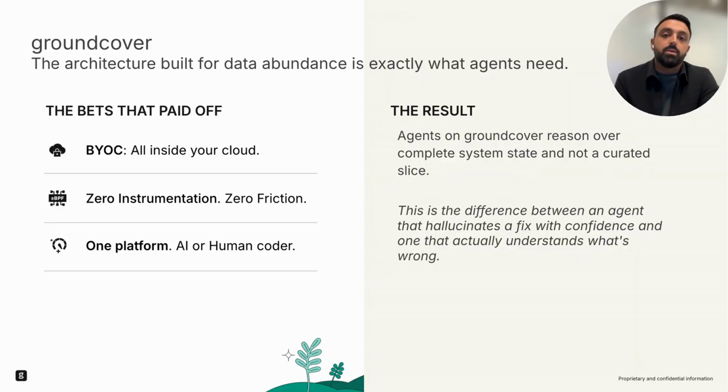First, BYOC, bring your own cloud. Everything stays inside your cloud. That matters for control, governance, and sensitive telemetry. Second, zero instrumentation and zero friction. You cannot depend on humans to manually keep instrumentation current in AI-generated systems. And third, one platform regardless of whether the code was written by a human or an agent. Because increasingly, it's both.